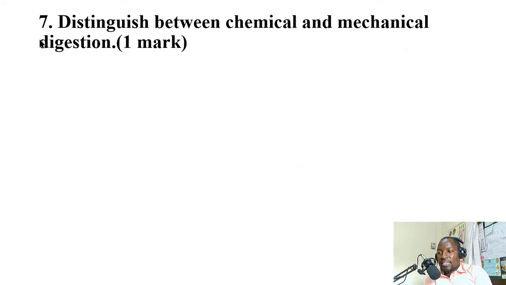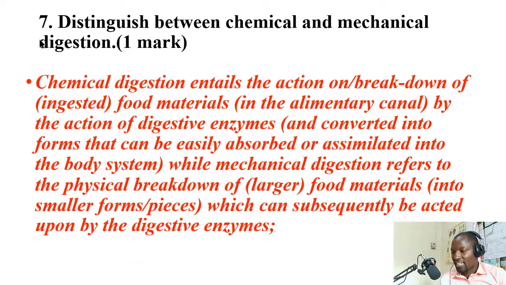Distinguish between chemical and mechanical digestion. Chemical digestion simply entails the breakdown of ingested food materials by the action of the digestive enzymes. From the mouth, talk about the ptyalin enzymes, down as we go into the stomach. That is chemical breakdown, when starch is being acted on by the enzyme amylase. That's chemical digestion.